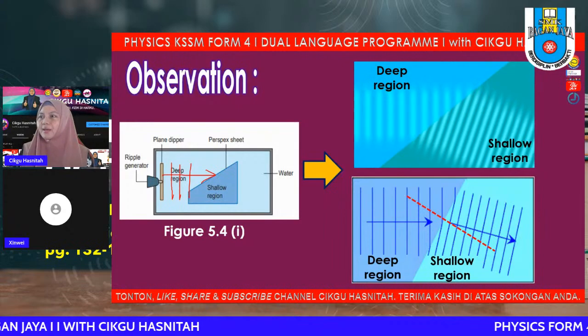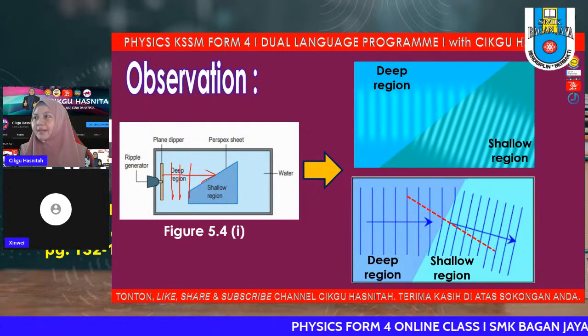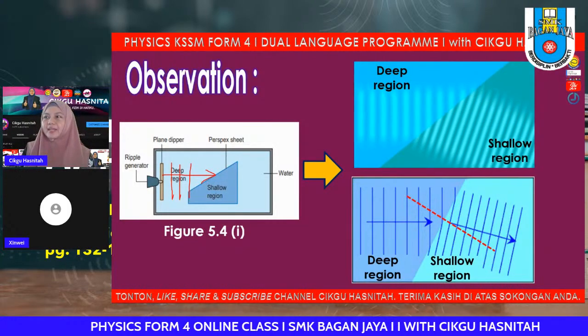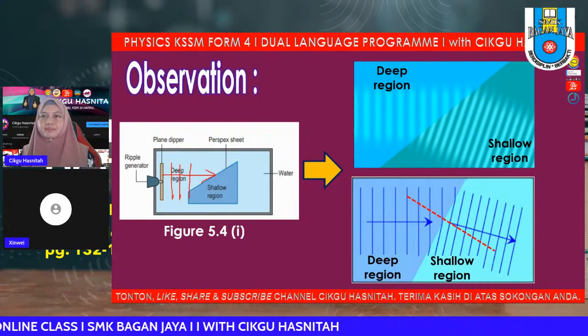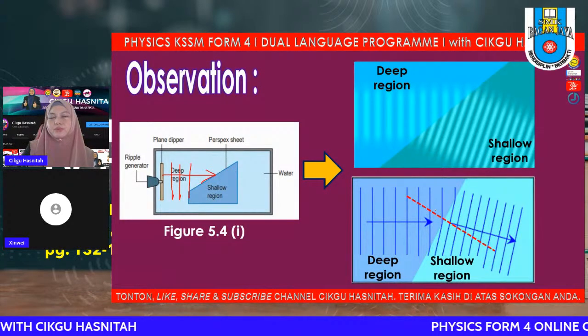Okay, students. So this red line, can you tell me what this red line represents? The red dash line here, it represents what? Anyone? The red line here represents what? Who knows?